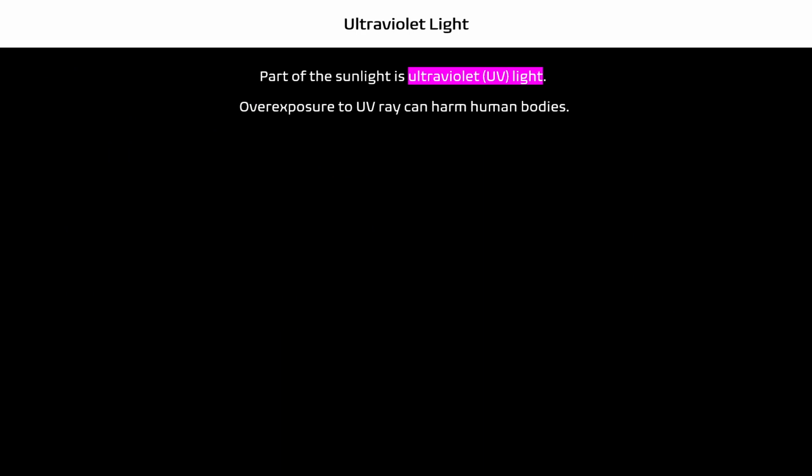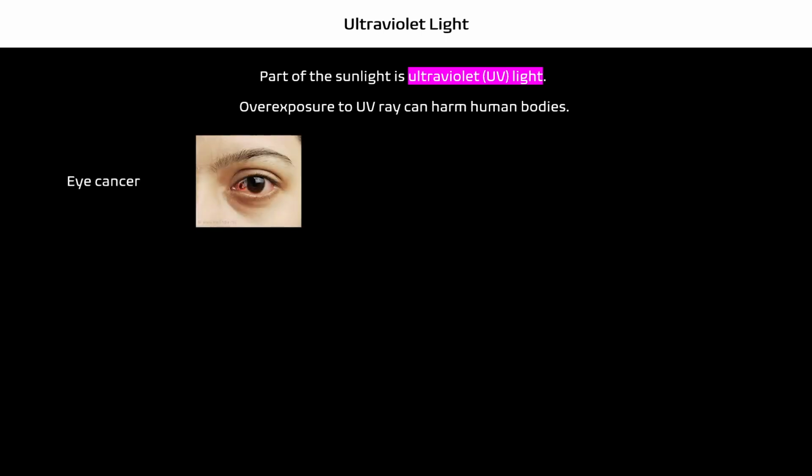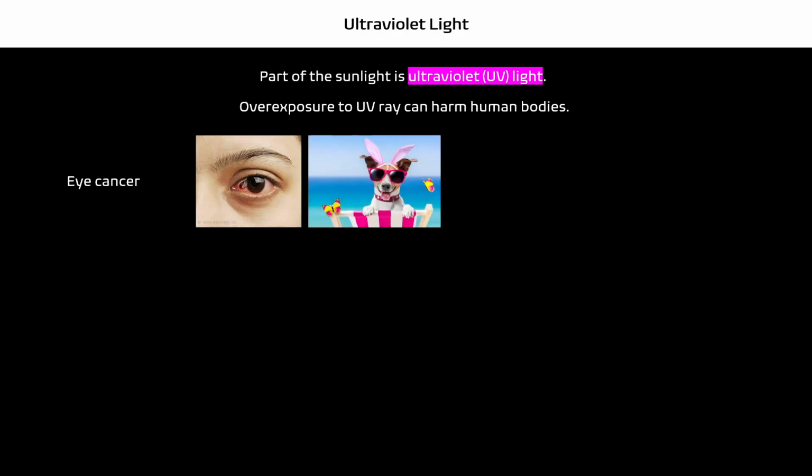Now, ultraviolet light or UV rays, as you have seen in skincare commercials, right? So part of the sunlight is called UV, ultraviolet light, and overexposure to ultraviolet rays can cause harm to human bodies. Now let's take a look at this. First of all, it can cause eye cancer, and a way to prevent eye cancer from UV rays is simply to wear sunglasses or UV protected glasses. All right, protect your eyes from direct sunlight.